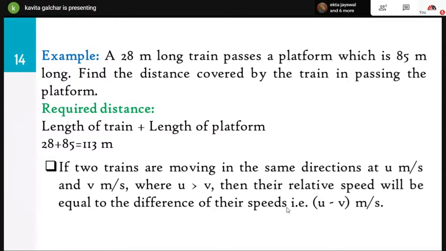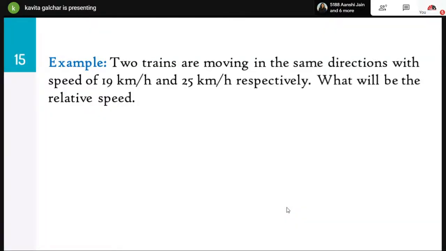Moving in the same direction with velocity u meter per second and velocity v meter per second, where u is greater than v, their relative speed will be equal to the difference of their speeds, that is u minus v meter per second. For example, two trains are moving in the same direction with a speed of 19 kilometer per hour and 25 kilometer per hour respectively. The relative speed would be the subtraction of both the terms, that is 25 minus 19, 6 kilometer per hour.